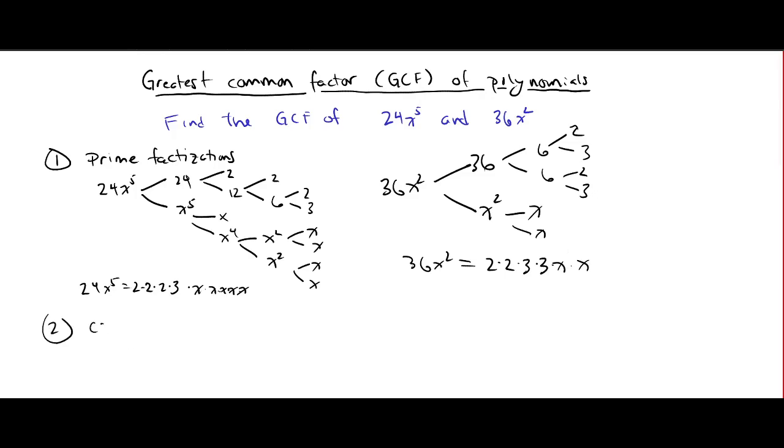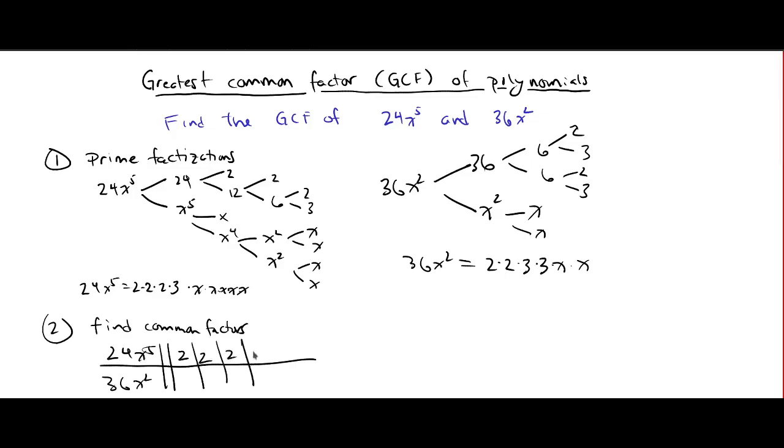Next step is to find the common factors. So we've got 24x to the fifth and 36x squared. So let's just write down our prime factors here. 2, 2, 2, 3, and then 5 x's. And then 36x squared, 2, 2, 3, 3, and 2 x's.